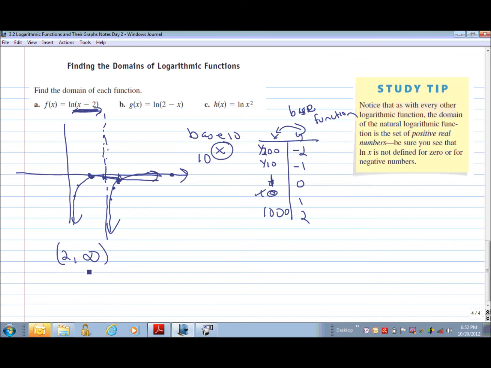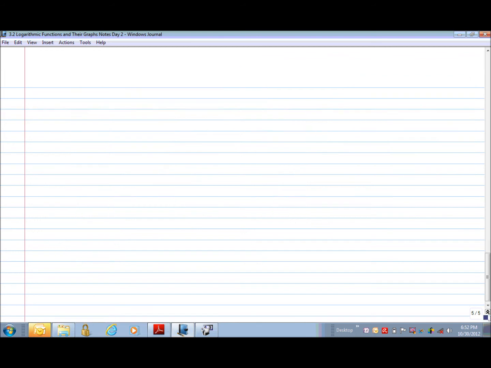All right, let's take a look at B and C here. So let's get to B. Again, you're going to have a similar situation. We're going to rewrite this one. This is probably a really, really good one. Let me just get a new page to write on. So our next problem is g of x equals ln of 2 minus x.